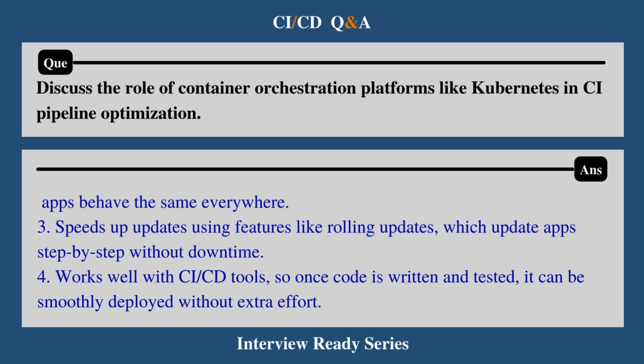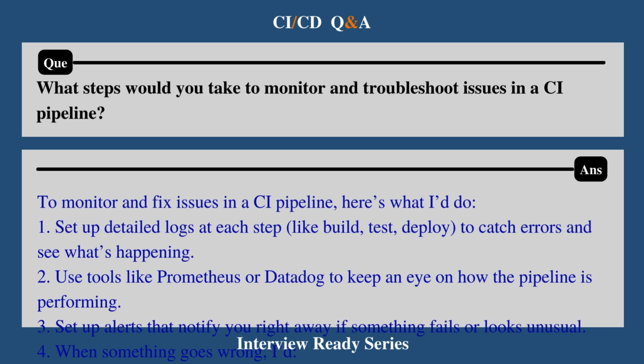It also speeds up updates using features like rolling updates, which updates applications step by step without downtime. It also works well with CI/CD tools, so once code is written and tested, it can be smoothly deployed without extra effort. Moving on to our last question. What steps would you take to monitor and troubleshoot issues in CI pipeline?